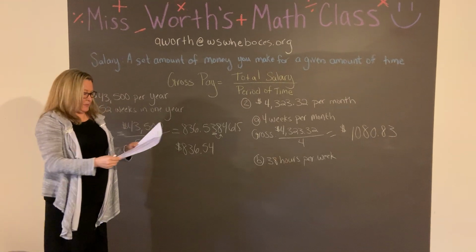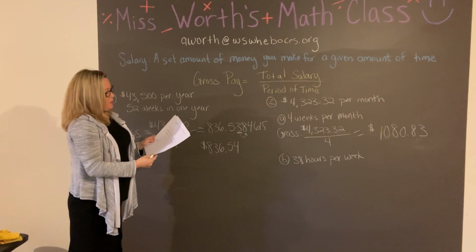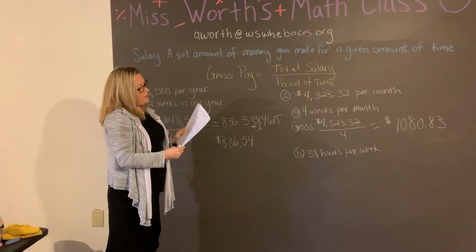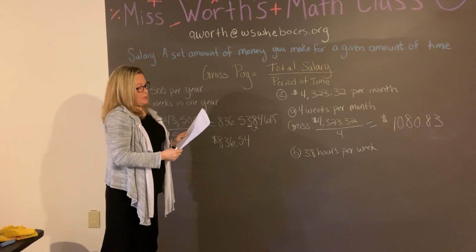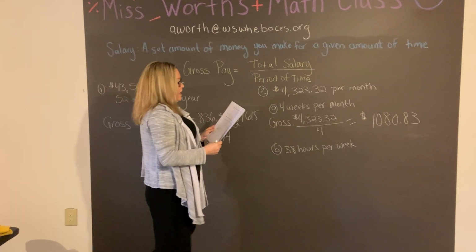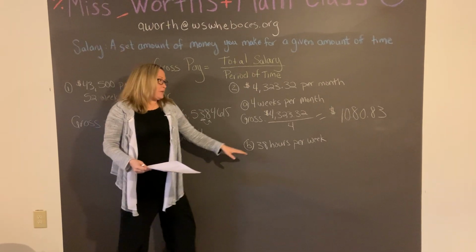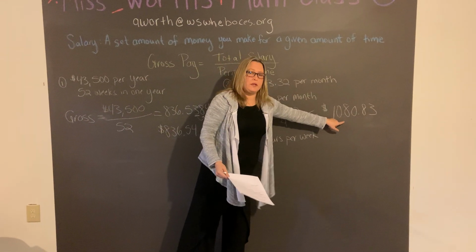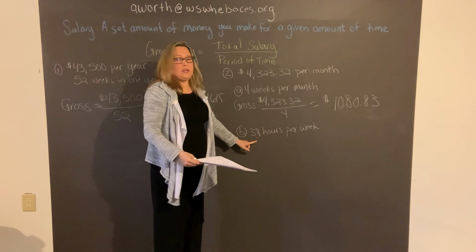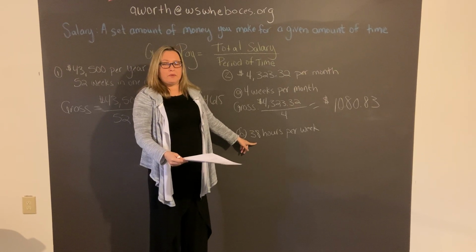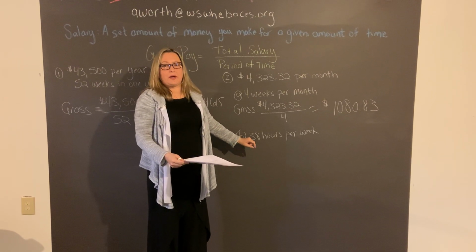Then it says, if you flip over the paper to the next one, suppose that he works an average of 38 hours a week. Determine his average hourly pay. If we know he makes this much per week, and he works 38 hours, can't we divide those two to figure out how much he makes per hour?